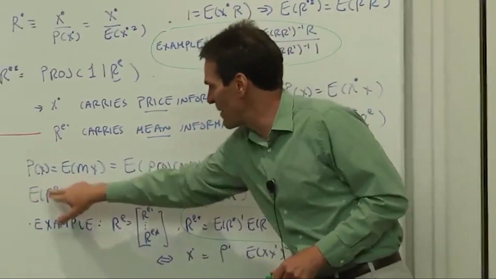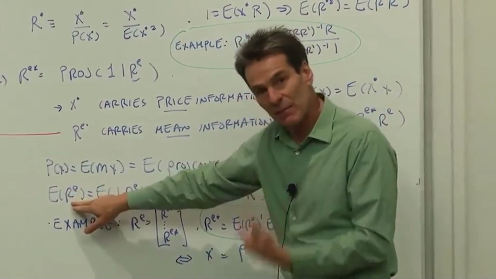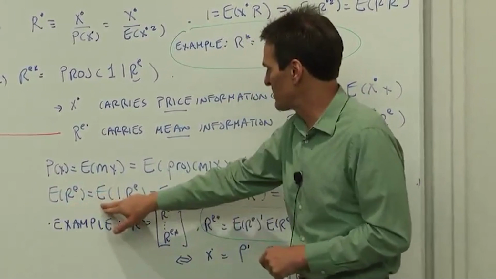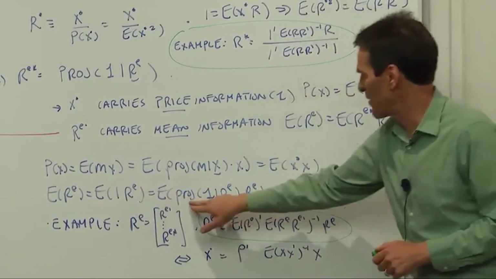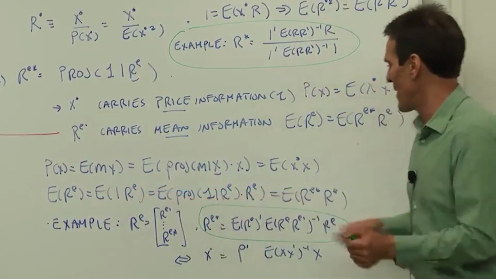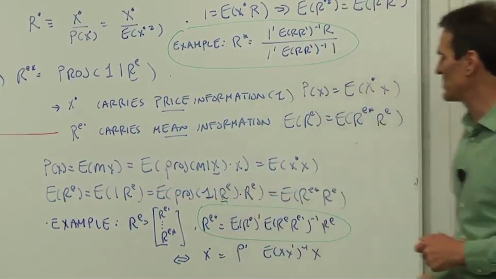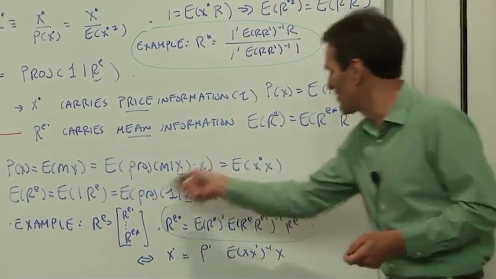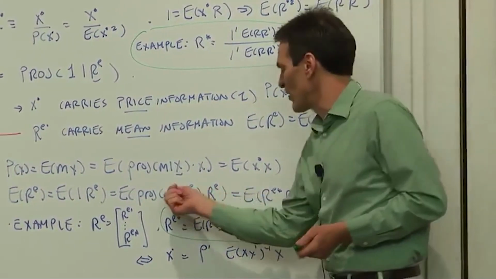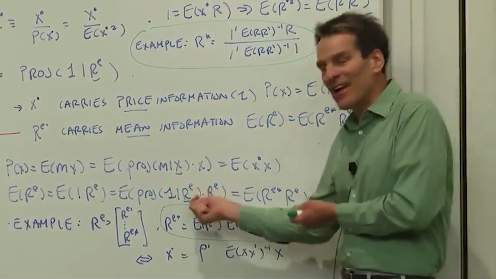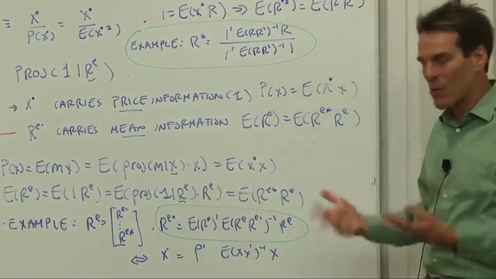Well, let's generate means in the same way. An expected mean excess return is the expected value of 1 times the excess return. That's the same as the expected value of the projection of 1 onto this payoff space, onto the excess return space, times the excess return. And that, of course, is the definition of RE star. This may seem a little weird, a regression with 1 on the left and excess returns on the right, but that's exactly what we want.